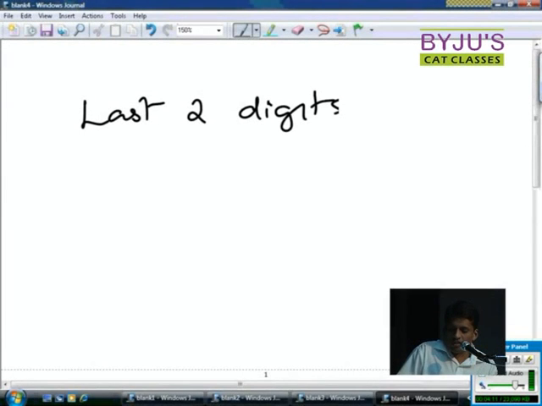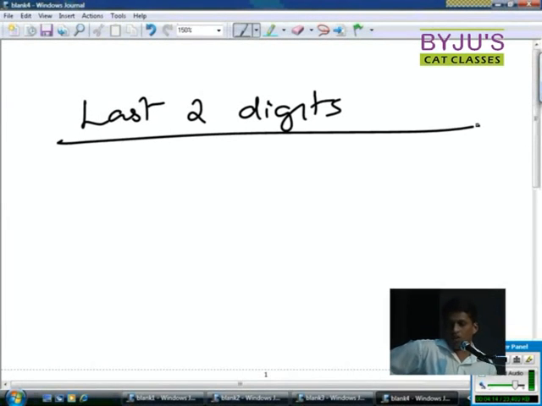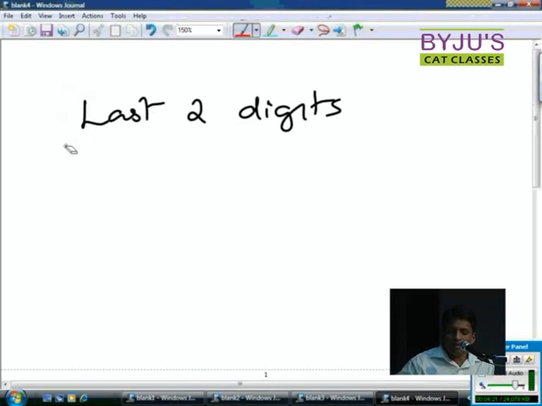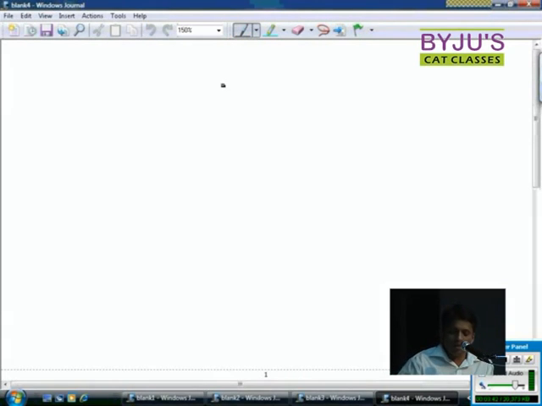Last digit we already discussed, now last 2 digits. And I will look at applications of knowing the last 2 digits also. Power cycle, in terms of last digit, we already covered.